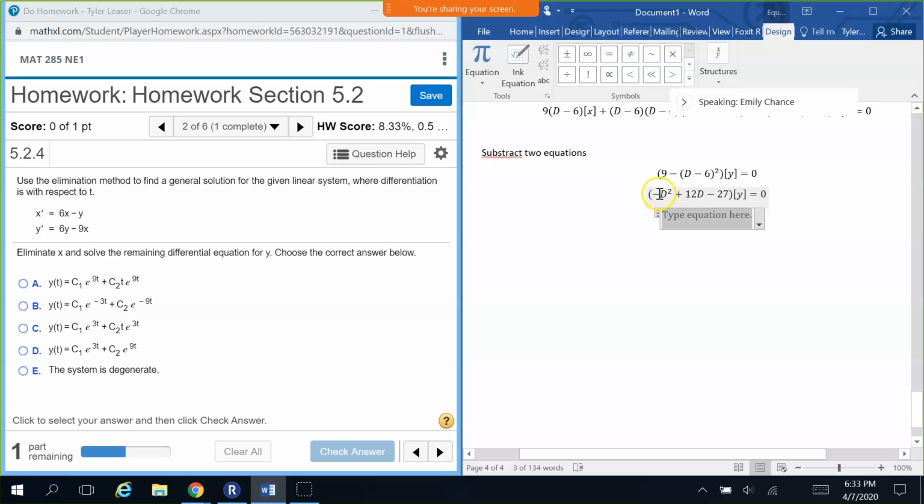Okay, cool. So now what we want to do is get out of this operator format. So we're basically just going to distribute it into there. We're going to have a negative and then the second derivative of y, plus the 12d acting on y is going to be 12 times the first derivative of y, and then negative 27 acting on the y, so negative 27y. All right, so is this okay, moving from this line to this line?